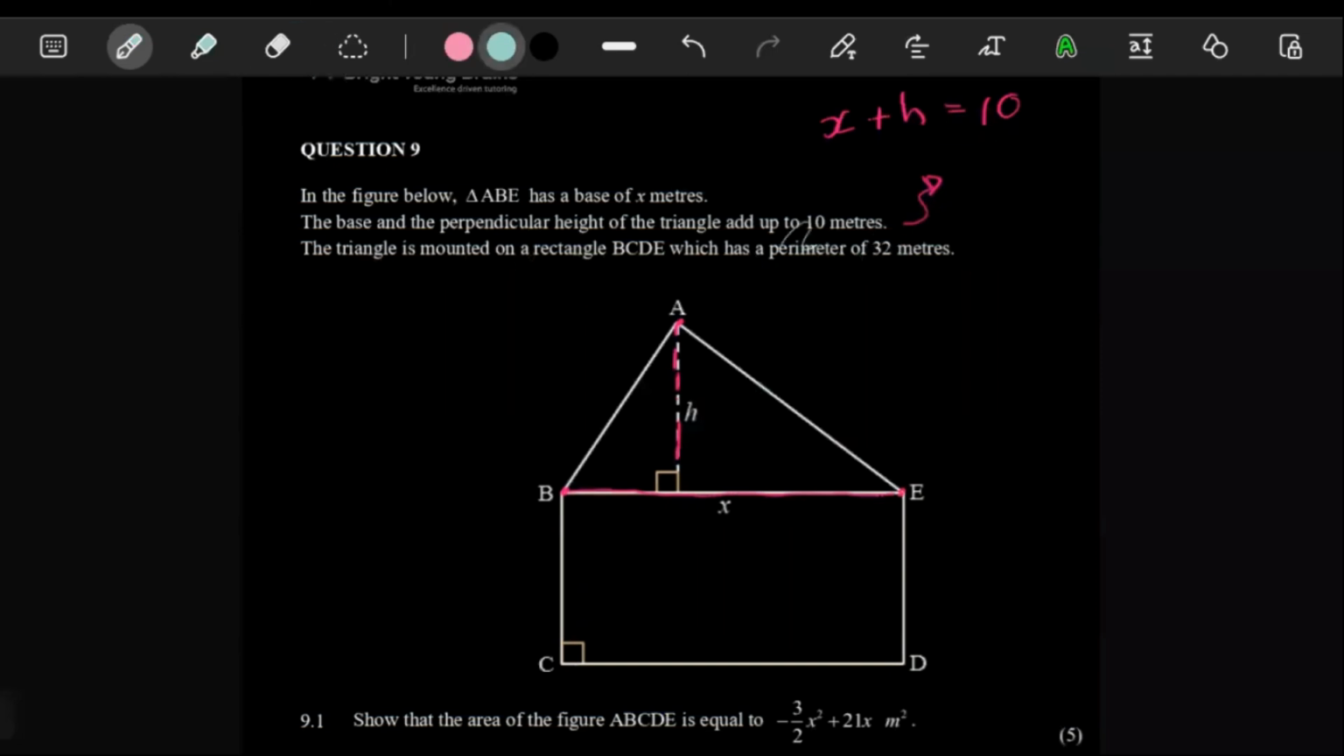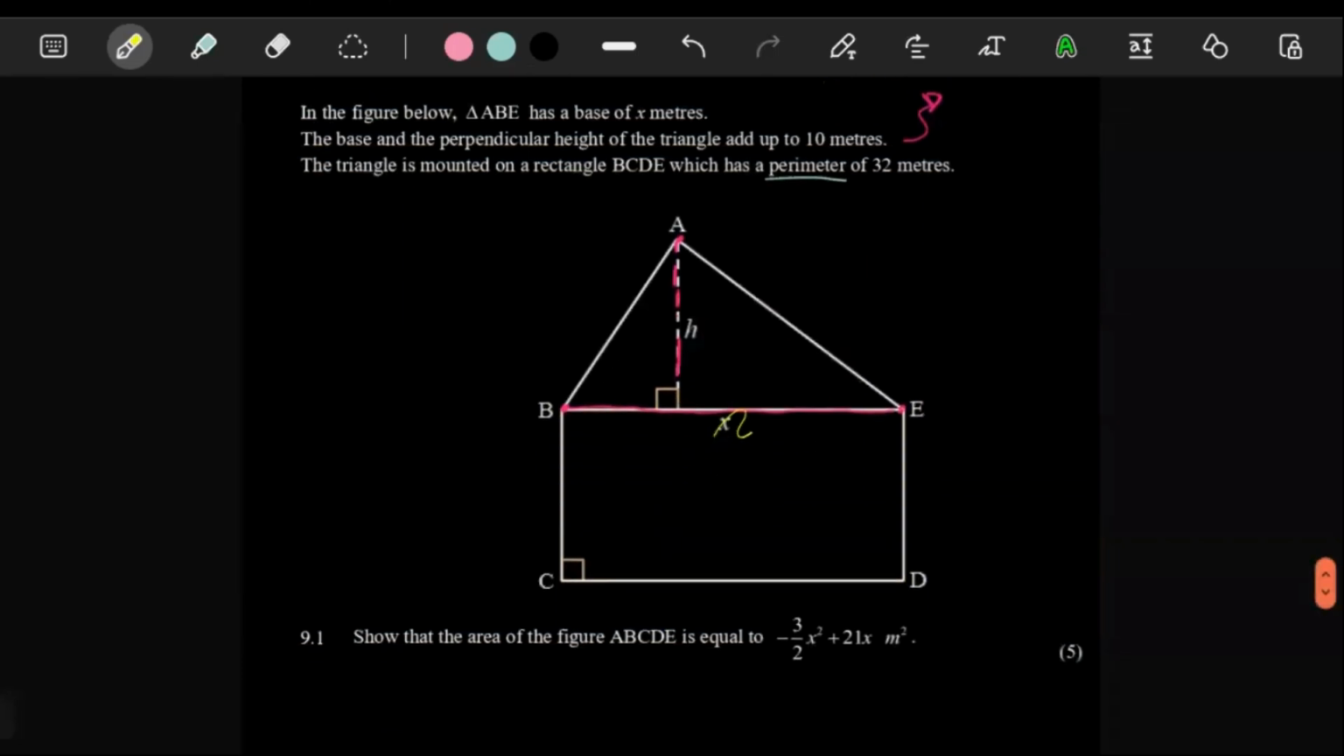Again, we want to know what these kinds of words mean. Perimeter refers to the different sides of your shape added up. The length here is X, so if this is X, this is automatically going to be X. We don't know what this side is, but we know it's equal to the other side over there. They told us everything adds up to 32. We don't have any value for BC and DE, but we can write BC and DE in terms of X.